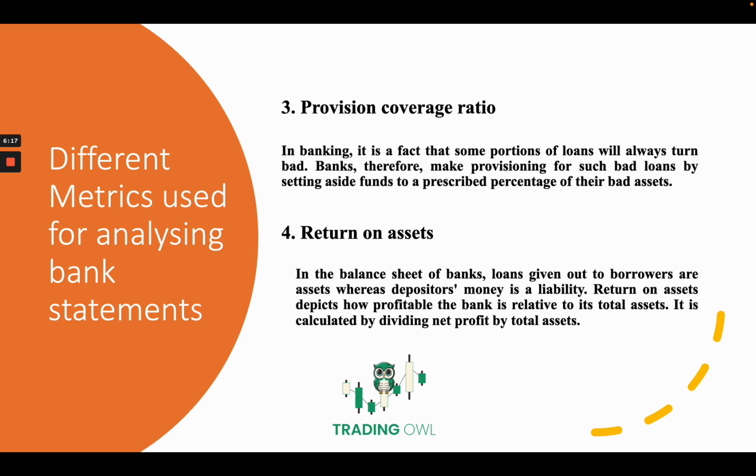Like in case of HDFC Bank, the PCR was somewhere in between 70 to 75, and in case of ICICI Bank, the PCR was extremely good. It was 80%. So that means the bank has the provision to take care of its bad loans.